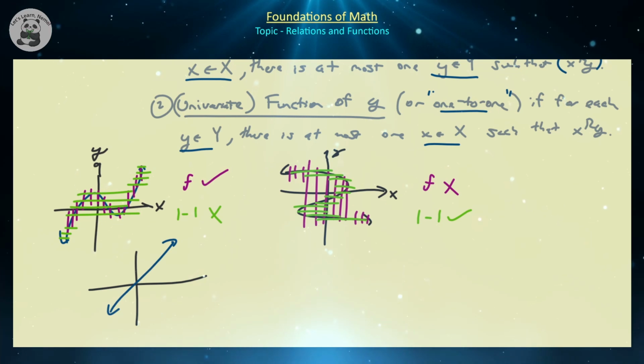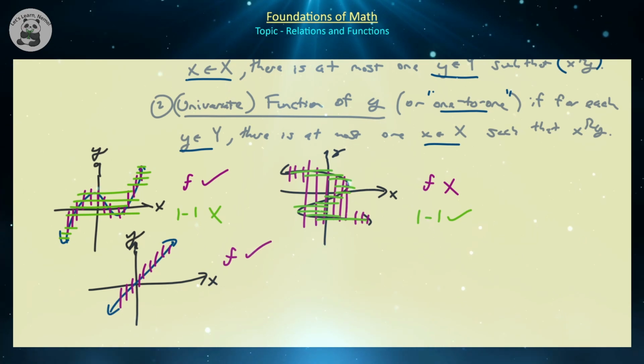So let's again assume that this is the x and this is the y-axis. So if we were to draw some vertical lines, notice that any vertical line we draw crosses at most once, so therefore it is indeed a function. And if we were to draw some horizontal lines here, notice that those horizontal lines also pass at most once, therefore this is indeed a one-to-one relation.